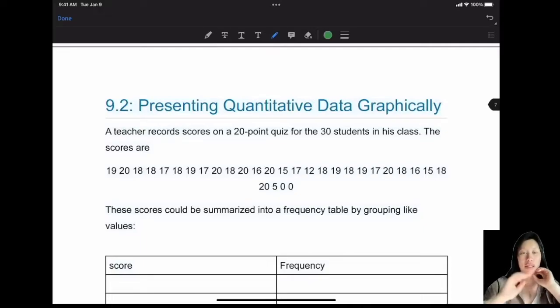Hello, welcome back. So in this chapter 9.2, we're going to talk about how to present quantitative data graphically. A teacher records the scores on the 20-point quiz for 13 students in his class. The scores are displayed below. The scores are summarized in the frequency table by grouping like values.